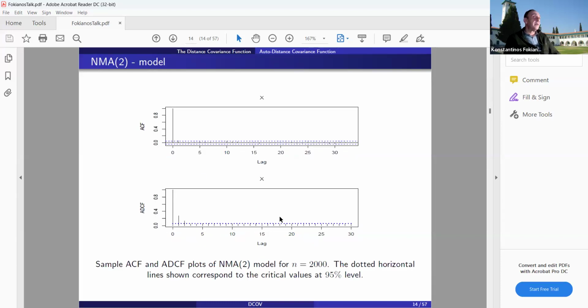So this is the second example, of the nonlinear moving average. Again, this is 2,000 observations. We have critical values at the 95% level. As you see here, again the sample autocorrelation function does not discover anything, but the auto distance covariance function finds this dependence at lag 2. So here are two examples of nonlinear time series where the auto distance covariance function can be quite useful and can help us discover dependencies.